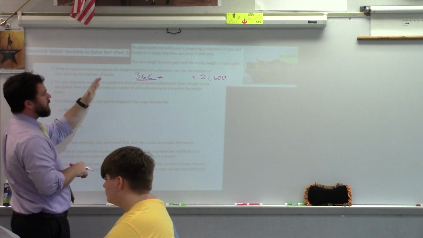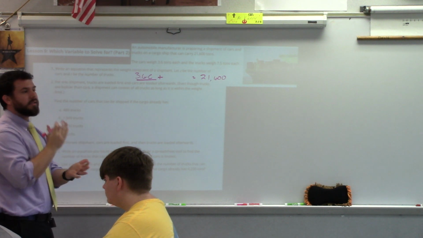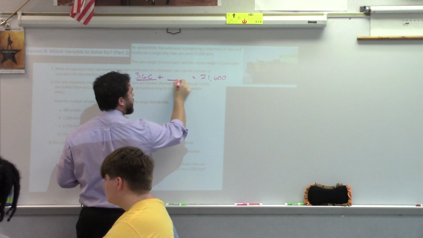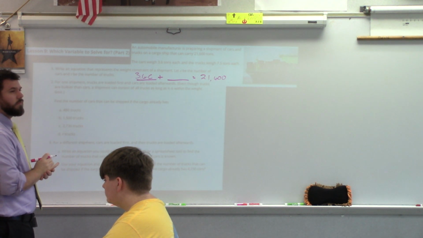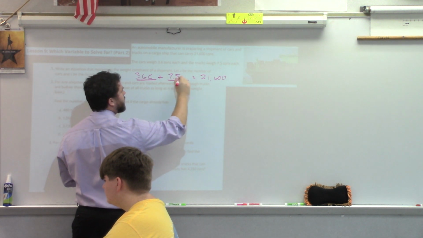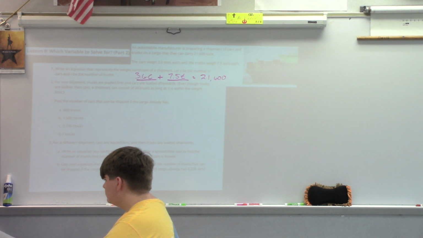So keep that in mind. We're repeatedly adding that 3.6. That's why there's that multiplication. I'm going to keep hitting that time and time and time again. Pay attention to that. So what would represent the trucks, Lexi? 7.5 T. Right? Each truck weighs 7.5 tons. We multiply by T because we're repeatedly adding that 7.5. And you're supposed to be using that equation, right?